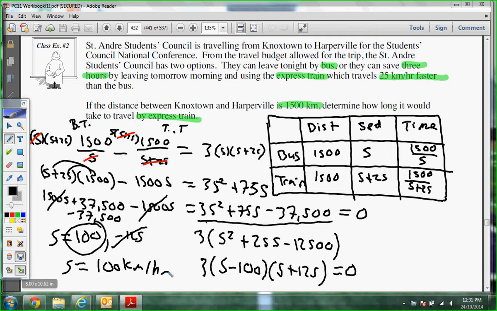So how can I finish that by my chart? Yeah, we want to go to time per train. So we know what S is now. So we can just go 1,500 over 100 plus 25. Okay, and that's going to give you 12 hours. So if it takes the train 12 hours, how long is it going to take the bus? 15 hours, right? I'm just asking you out loud to see if you're staying with me. So 15 hours and then 12 hours.